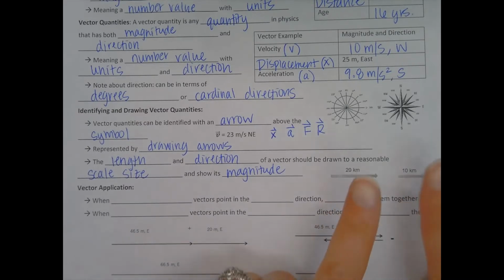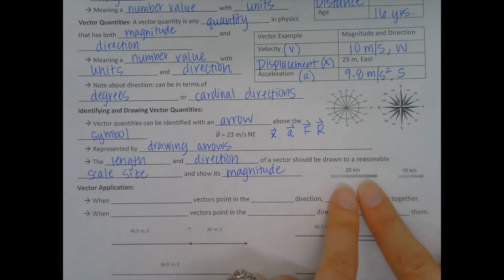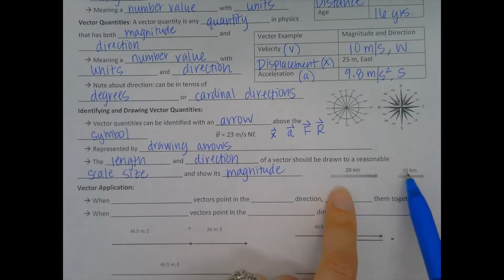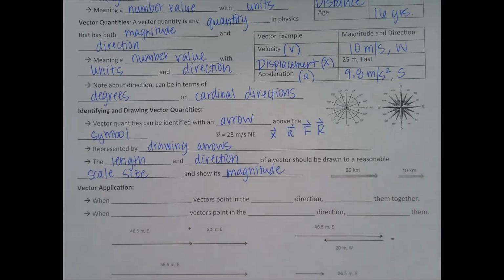So take a look at these two. We've got an arrow heading east that says 20 kilometers. This is an example of a vector arrow. I've got my magnitude, 20 kilometers, and my direction. And then I have another one that says 10 kilometers with an arrow also heading east. But are these the same size arrow? No. So this is what I mean by the length. And the scale size is 20 kilometers is bigger than 10. So my arrow to show that as my vector is bigger than the 10. Okay, so that's what we mean when we are talking about a reasonable scale size.